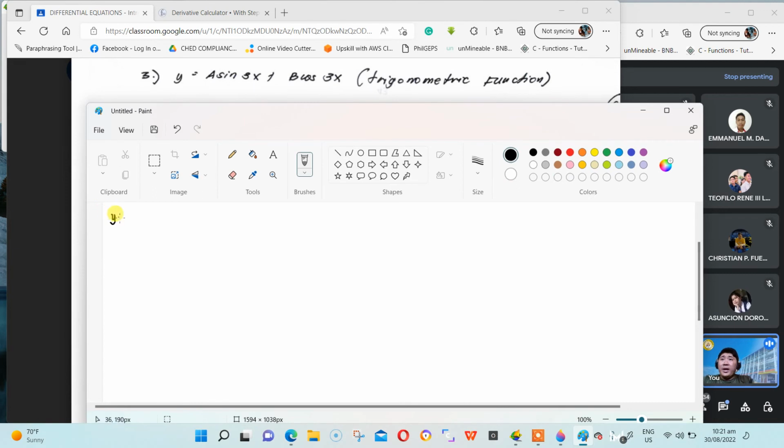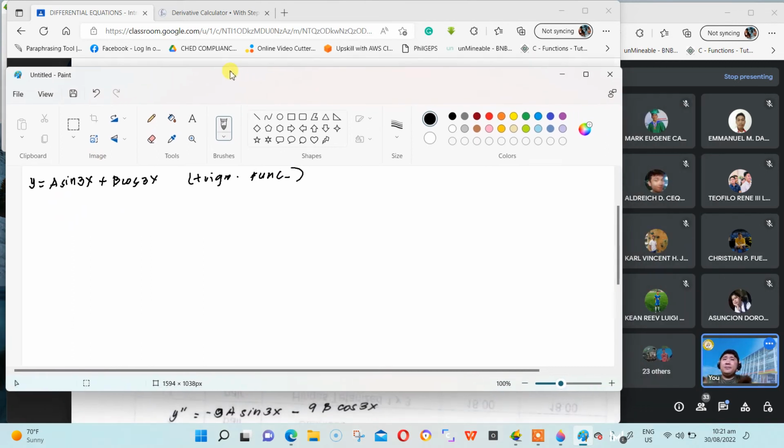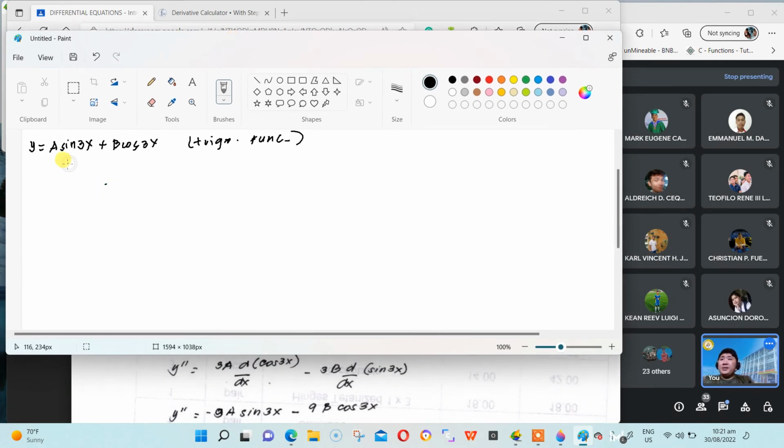So, you have y equals a sine 3x plus b cosine 3x. That is using trigonometric functions. Okay? Here we have two constants, right? Which are a and b. So, we derive it twice.